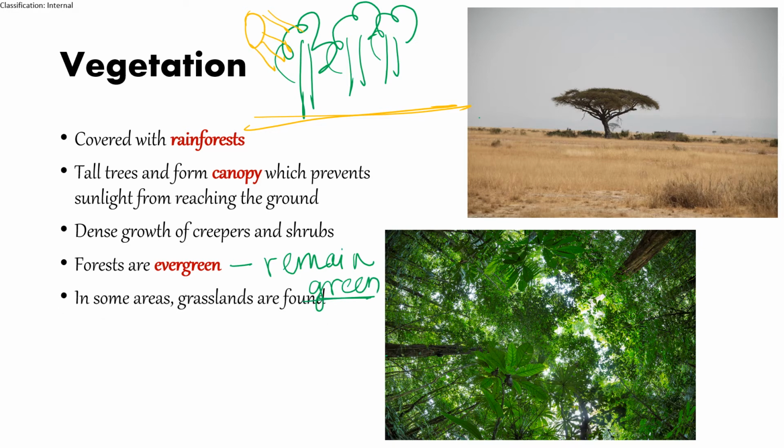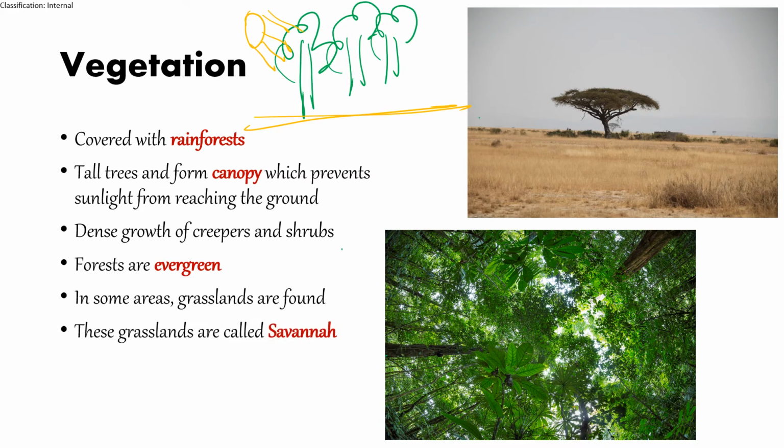In some parts where the climate is not so hot and wet, the vegetation is different. Here, grasslands with short trees are found, and these grasslands are called savannas. I hope you can see a grassland here. This picture depicts a grassland, and this grassland is also called a savanna.